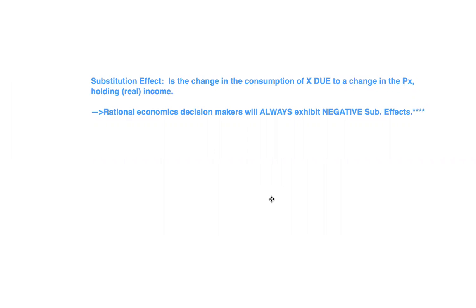So that's why it's really important, because remember, we said before that there are some strange phenomena that economists and other people have observed, like upward sloping demand curves. And we can use income and substitution effects to explain upward sloping demand curves.